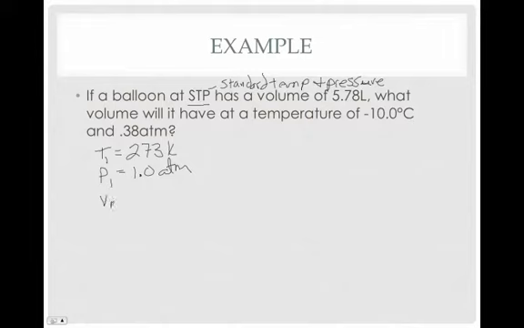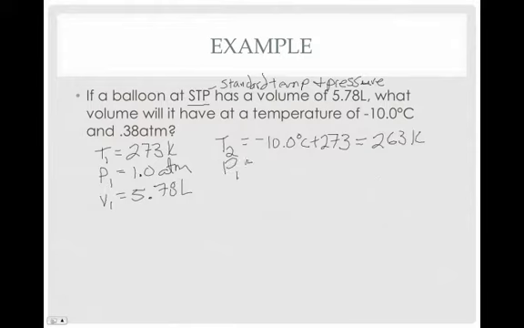So V1 is equal to 5.78 liters. What volume will it have at a temperature? Okay, so we have a second temperature here of -10 degrees Celsius. We add 273 to that, and we should get 263 Kelvin. Our second pressure is 0.38 atms. And it asks us for our second volume.